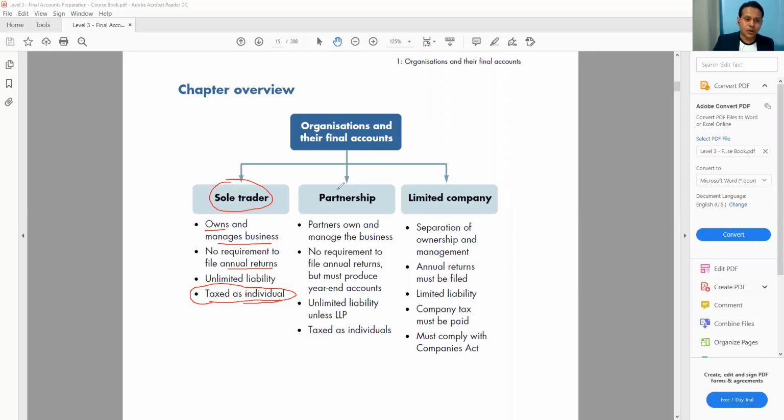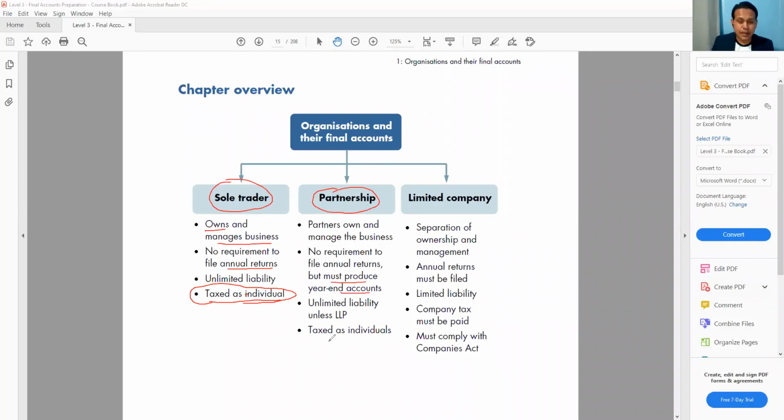Okay. On the partnership, as we said, if two or more people decide to do business together, they can start with a partnership. Now, the condition here is partners own and manage the business. No requirement for the annual return, but must produce year-end accounts. So they don't have to submit the annual return, but they have to produce year-end accounts.